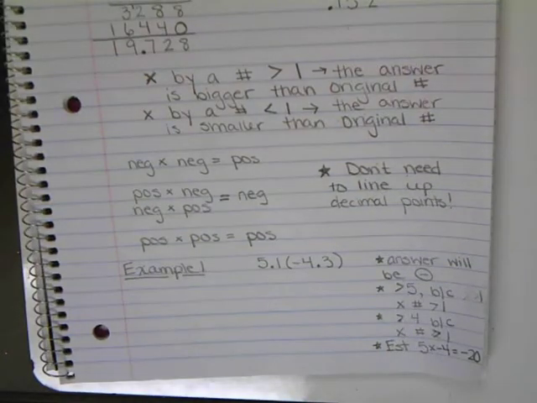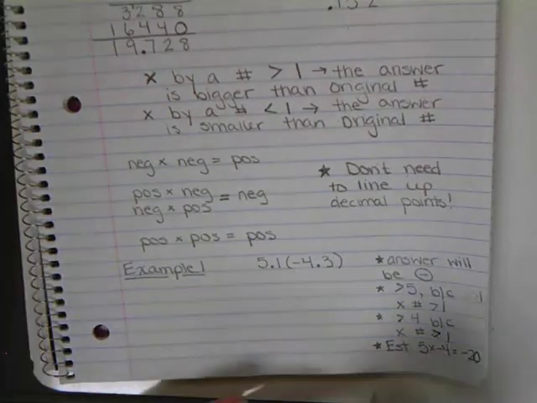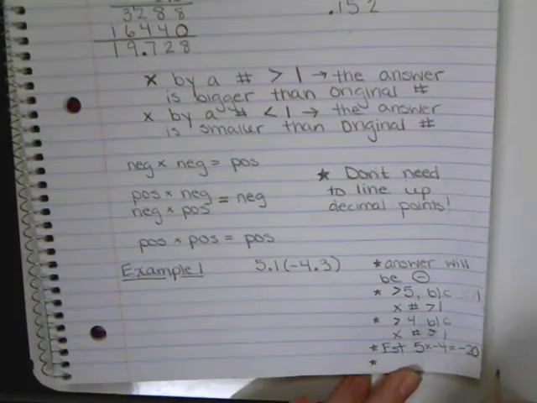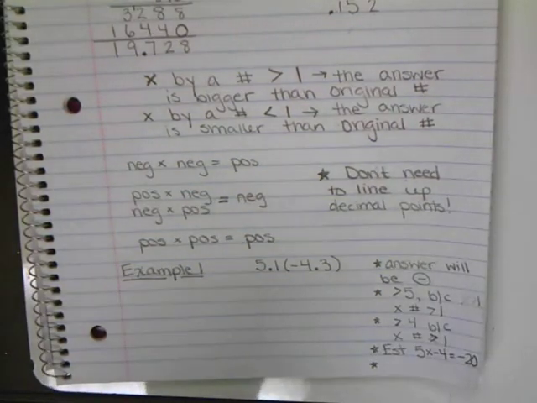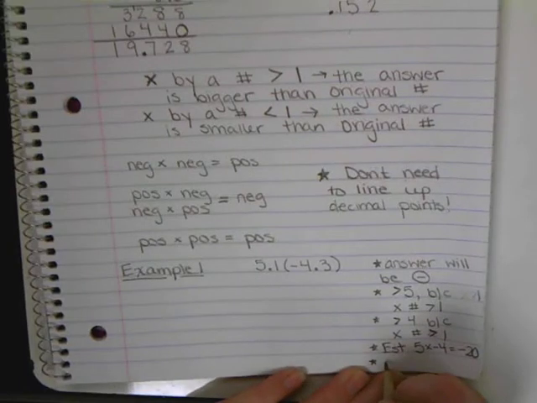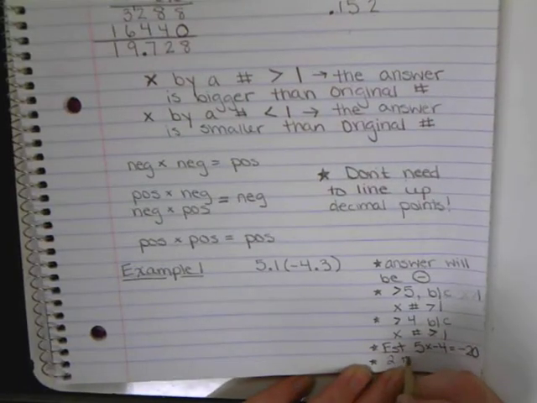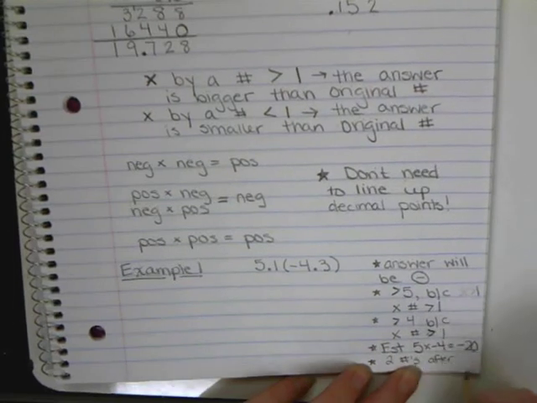Is there anything else you can tell me about my answer? Maybe how many place values are after the decimal? Well, there's 2 numbers behind decimals, so the answer should be, if it's around negative 20, then it should be like number, decimal, number. All right, so 2 numbers after the decimal.